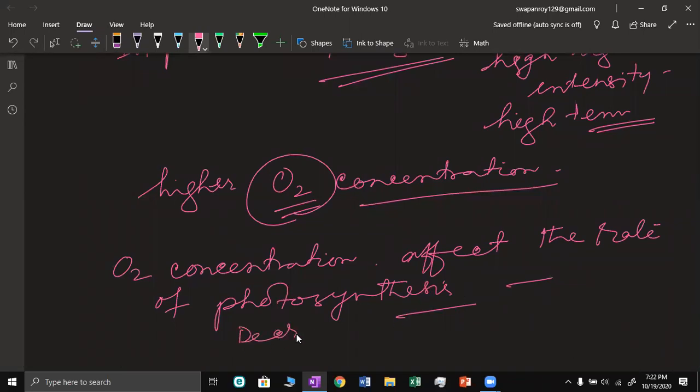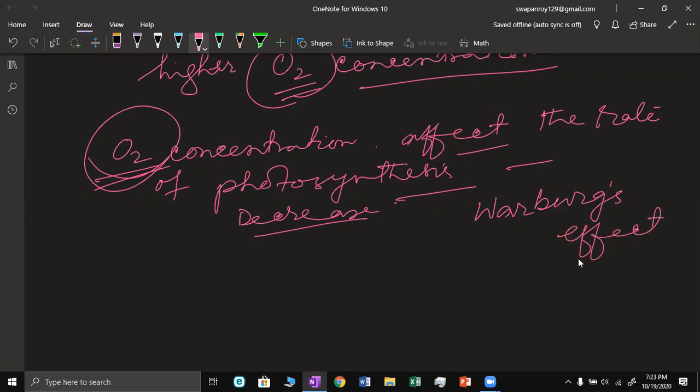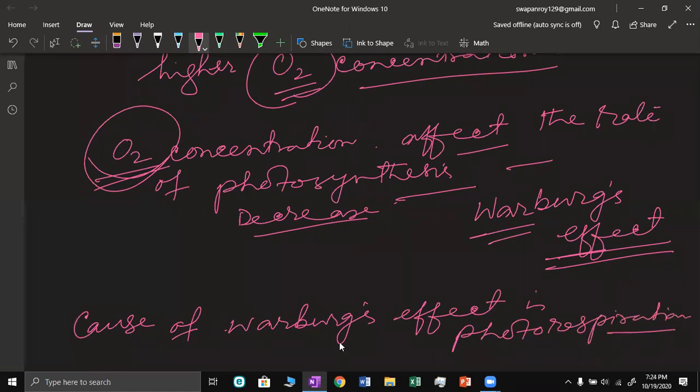There is a decrease, and the decrease in the rate of photosynthesis due to high oxygen concentration is also known as the Warburg effect. Okay? And the Warburg effect is due to what? The Warburg effect is due to photorespiration. That is the cause of Warburg's effect.